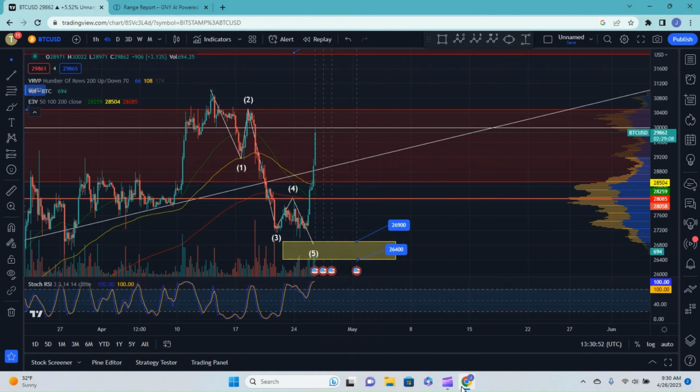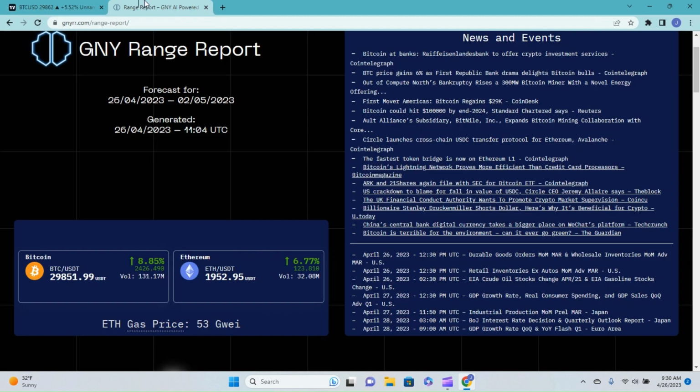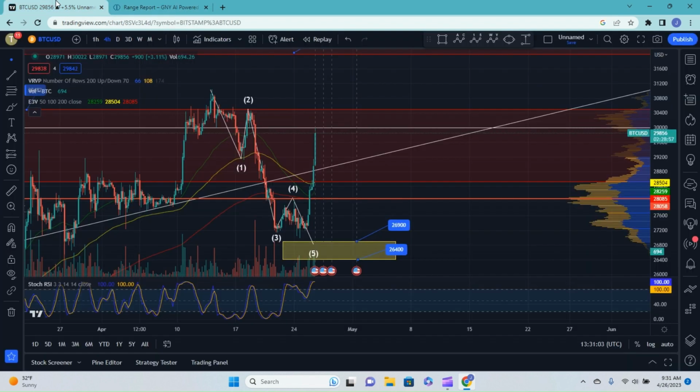Welcome back to Be Crypto Savvy, as we'll be jumping into the world of Bitcoin using the help of the Genie Range Report as well. So make sure that you stay tuned for that. First things first, however, let's jump into Bitcoin. Now, this is playing out pretty darn close to what we were anticipating.